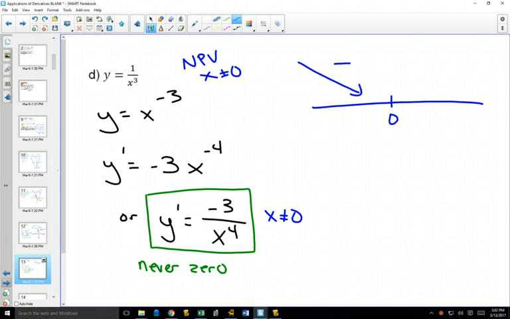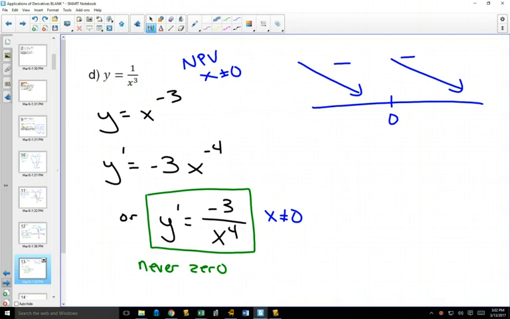That means our original function is decreasing. And after 0, if I plug in a value, the bottom is still going to be positive, the top is still going to be negative. This is going to be negative again and decreasing again.